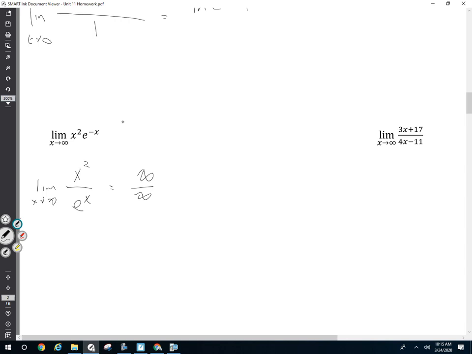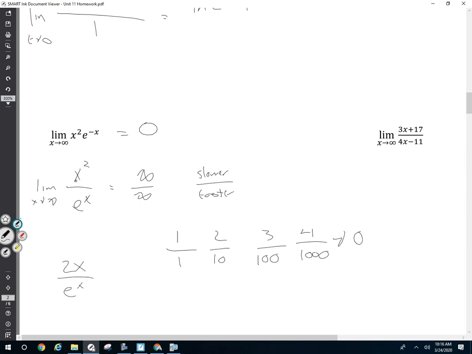Well, in the past, you immediately would have said this is 0 because you did slower growth over faster growth. If you think about fractions where the numerator is growing slower, like adding 1, versus a denominator multiplying by 10, which is a faster growing thing than adding 1, you can see that these fractions 1, 0.2, 0.03, 0.004 are getting closer and closer to 0. The other way is to look at the growth rates. I got 2x over e to the x. Growth rates are derivatives. Well, if I plug in infinity, I still get infinity over infinity.